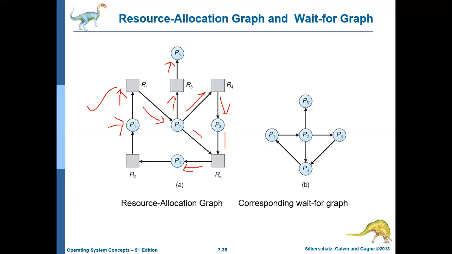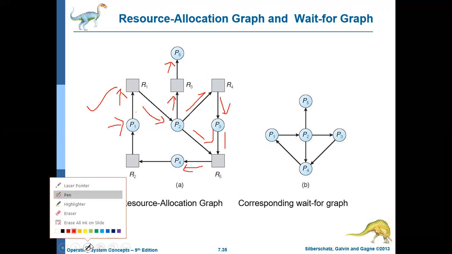P2 is also requesting the resource R5. And P4 is requesting the resource R2, where R2 is held by P1. Okay, this is the normal resource allocation graph which we know.